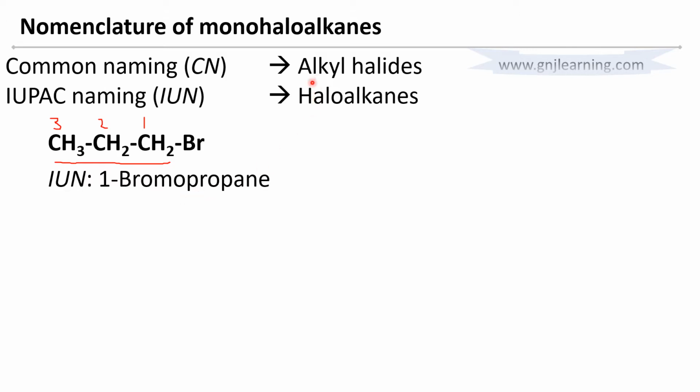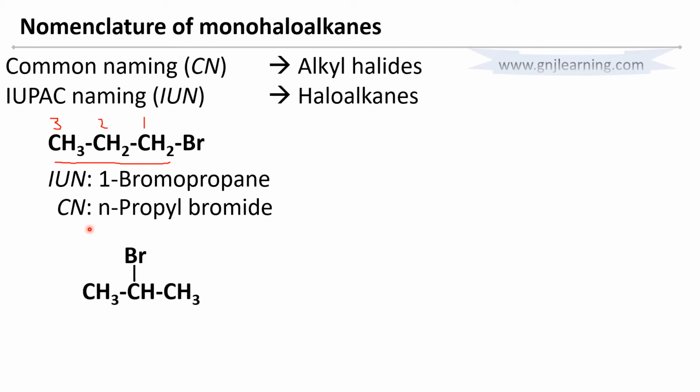In the case of common naming, I have to first choose the alkyl group as a branch and the halide as the parent. So here bromide is the parent and propyl is the first name. You will get normal propyl. Why is it normal propyl? Because it's a straight chain propane. Such branches are called normal propyl. So the alkyl group is a branch, normal propyl, and the parent is bromide in common naming. I guess it's clear. Let's move on to the next compound.